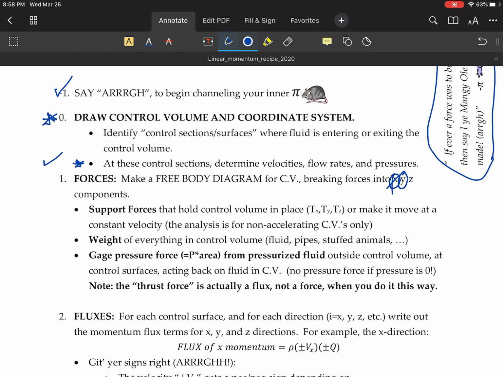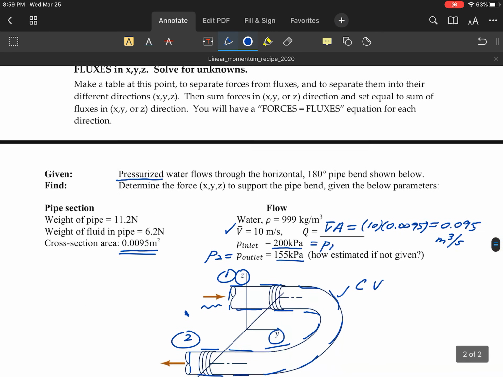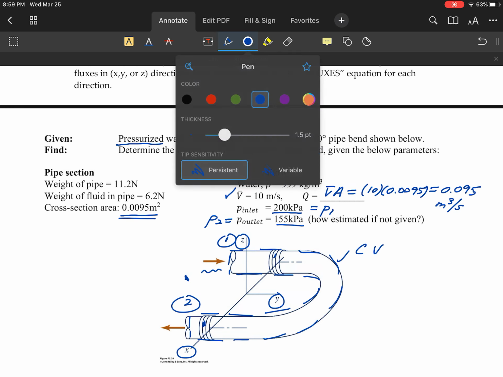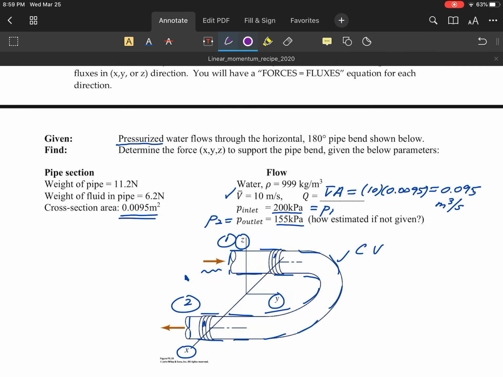So the first kind of force that you want to draw in is what we call a support force, and as I mentioned, we're only going to be dealing with problems where the control volume is not moving, and therefore there's usually some sort of a force holding the control volume in place. It might be with the fire hose, it might be a hand. If it's something like this pipe, it might be these flanges here, which are serving to anchor that bend in place, but there's some sort of a support force, okay? So I'm going to go ahead and draw that in.